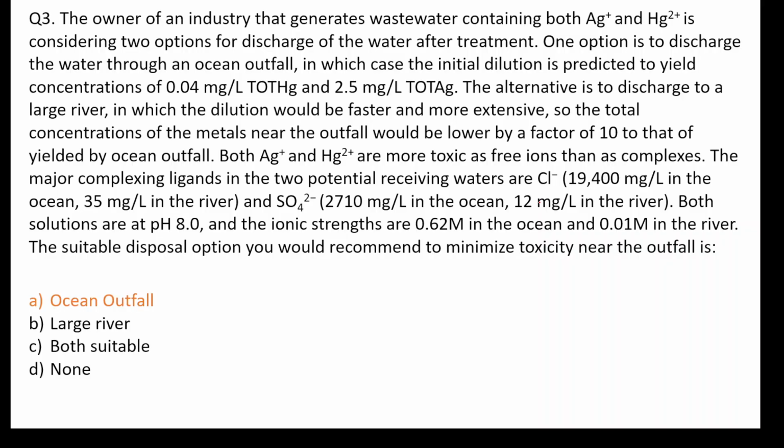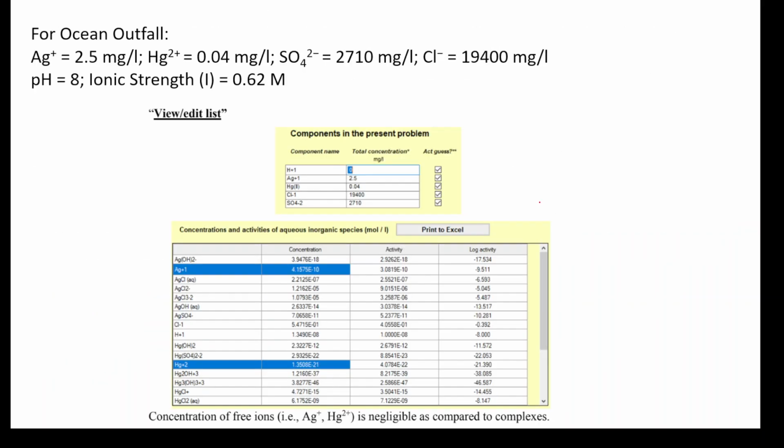So the answer is ocean outfall. So for ocean outfall, Ag+ we have been given as 2.5 milligram per liter, Hg2+ is 0.04 milligram per liter, sulfate is what we have, chloride, pH, and we know the ionic strength of the solution. Okay, so this is considered a non-ideal solution, so that's why we have been given the ionic strength.